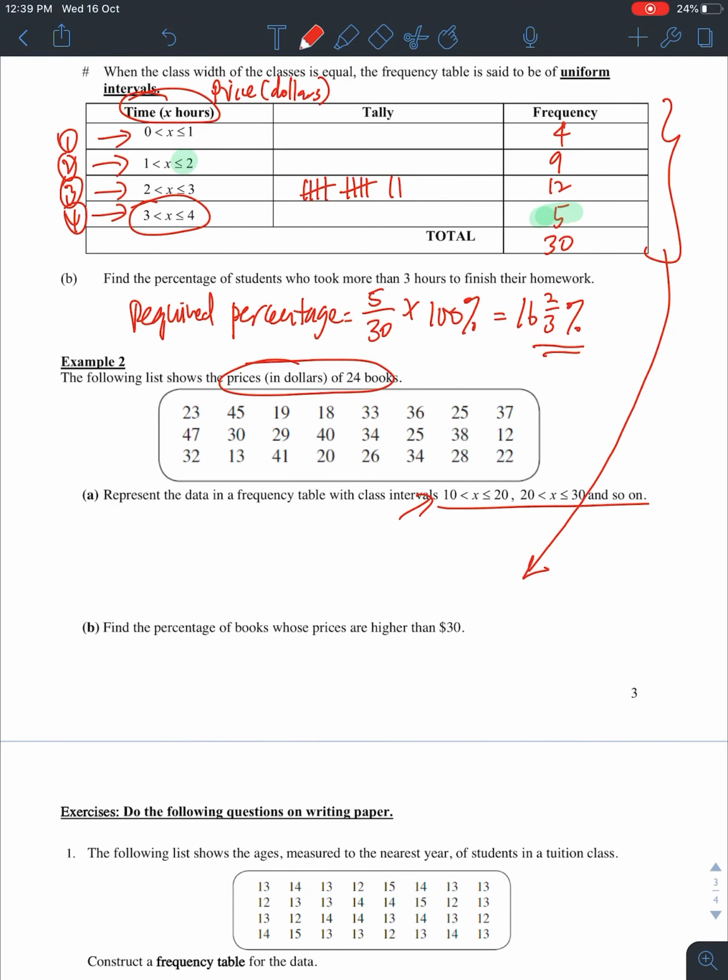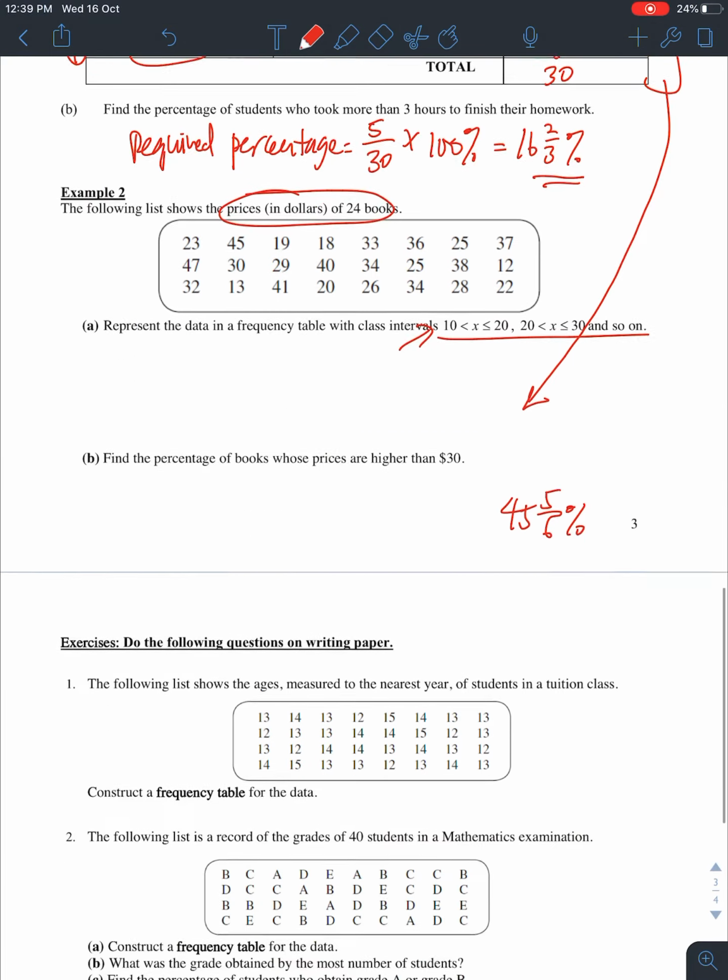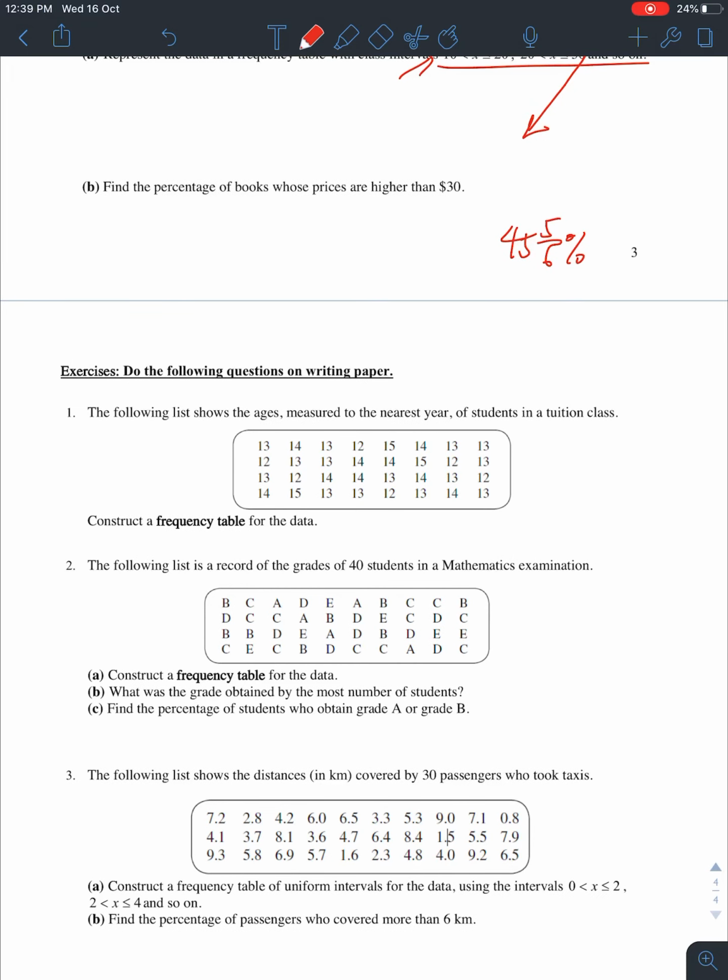And finally for part B, I'll leave it to you to do it on your own. I'm going to give you the final answer. Check that you have 45.8%. And the rest of the questions, try it on your own and do it on writing paper neatly and carefully.